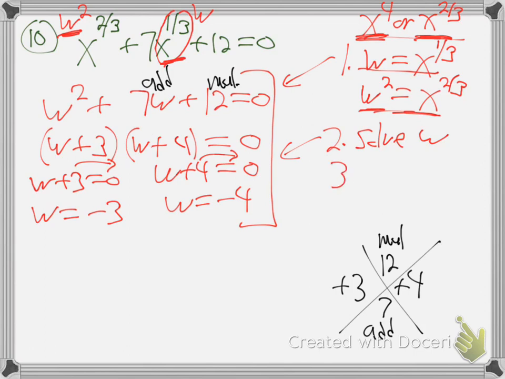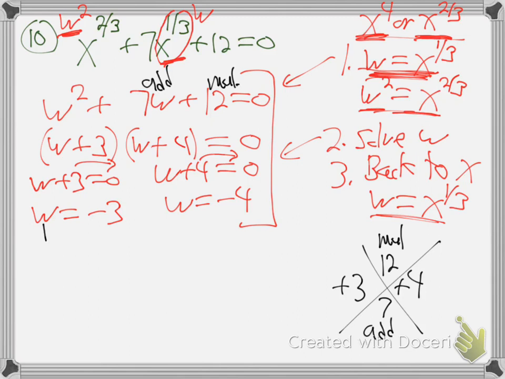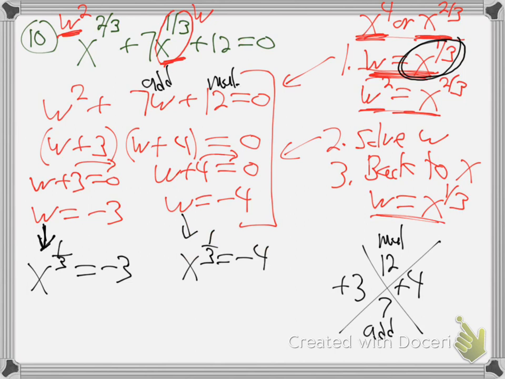Solve for w. Now remember step 3. Back to x. Well, how do you do that? Well, what was the original changing rule? W is x to the 1/3, right? Same rule as here. Just go back. Say, oh, okay, I got to go back to x now. This w, that was just a false name we were using for a while. W is really x to the 1/3. This w here is also x to the 1/3. Okay. Now what? That's weird.